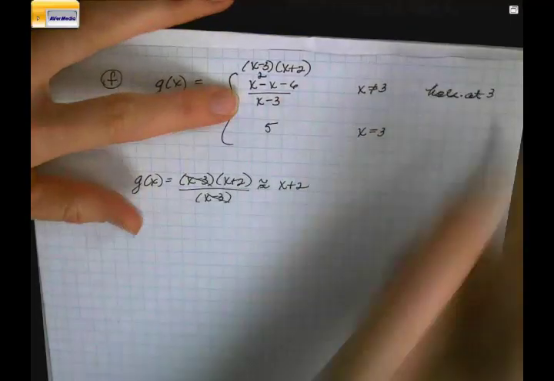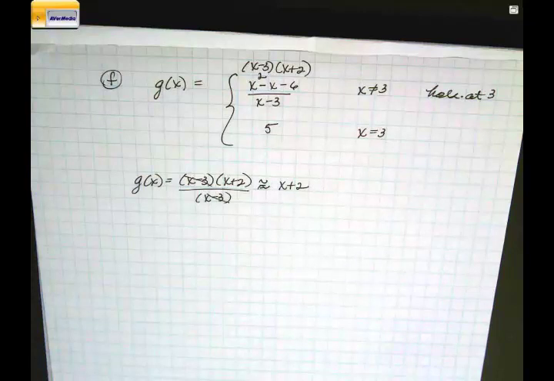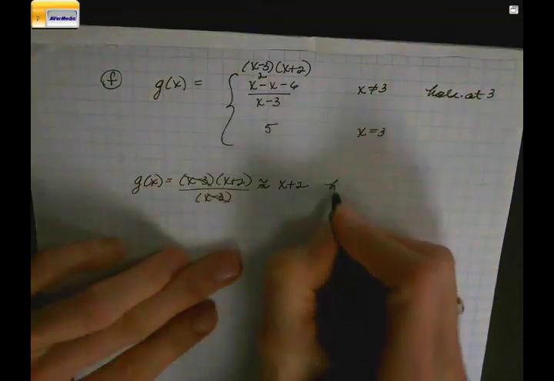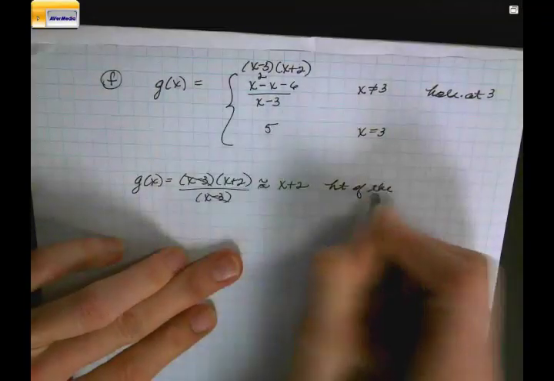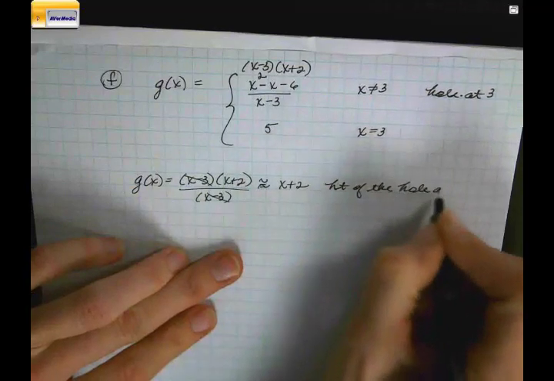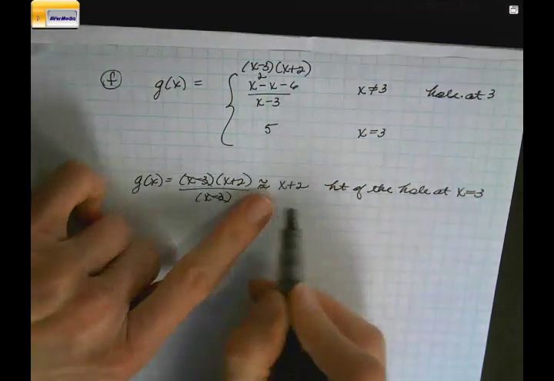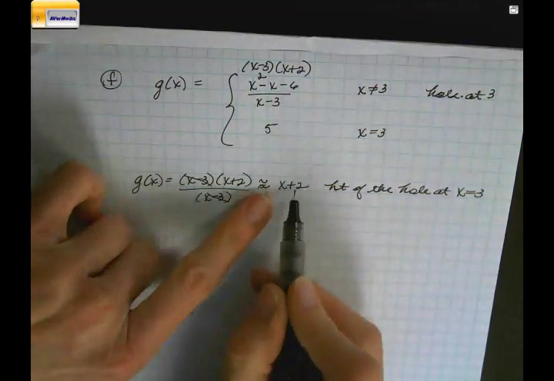Now, for this thing to be continuous, that hole has to be filled when x is 3, right? So what is the height of that hole when x is 3? It's 5, right? So this is good. So the height of the hole at x equaling 3 is by putting a 3 into this expression. Okay?